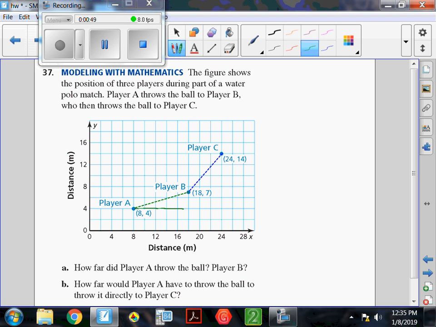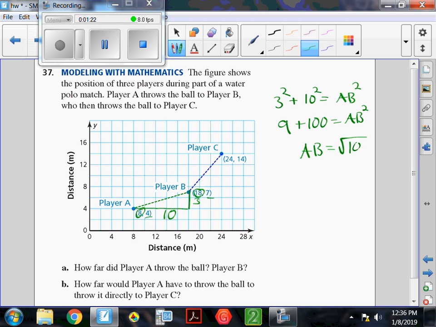So from player A to player B, I have to be careful with my units. I'm going from 8 on the x to 18 on the x, so I went over 10 units. And I'm going from 4 on the y to 7 on the y, so up 3 units. So the Pythagorean theorem tells me that 3 squared plus 10 squared is going to equal that AB length squared. So 9 plus 100 equals that AB squared. So AB is going to equal the square root of 109.